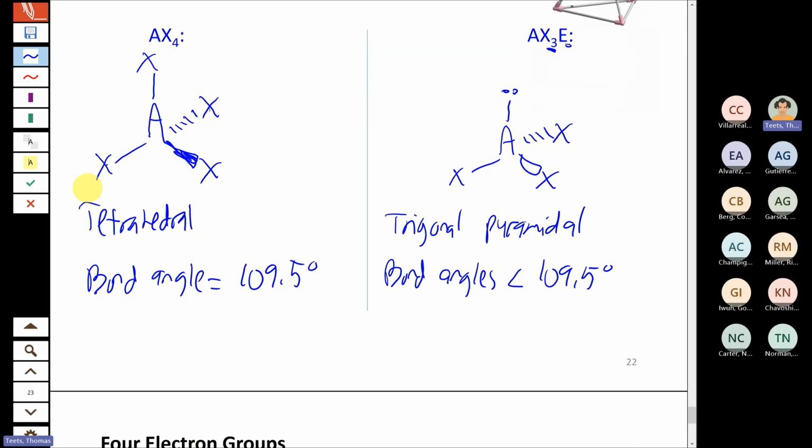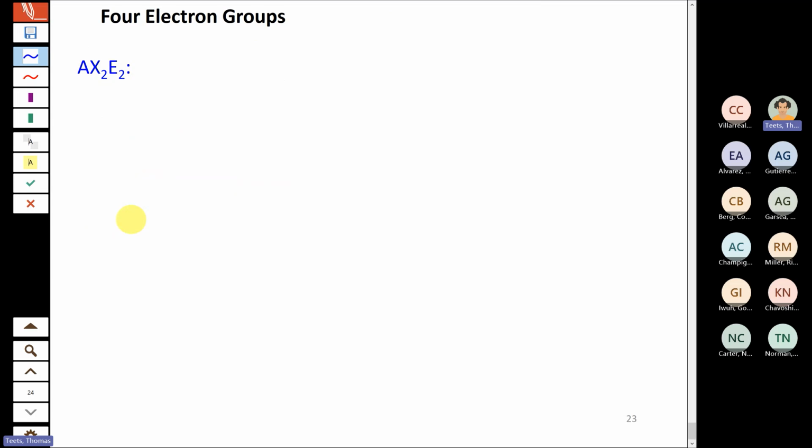All right, let's try to finish this off. And then the last possibility with 4 electron groups is AX2E2. Still 4 total electron groups. 2 plus 2 is 4. So we have to start with the tetrahedral arrangement. And it still doesn't matter where those 2 go. They can be any of the 2 positions because they're all 109.5 degrees apart from each other. They're all identical. So we can put the 2 lone pairs there, for example, and the 2 X's.